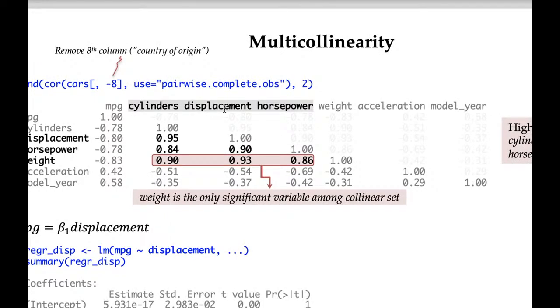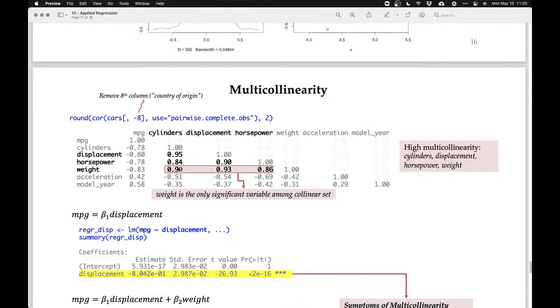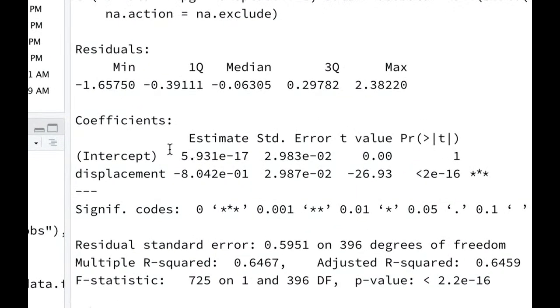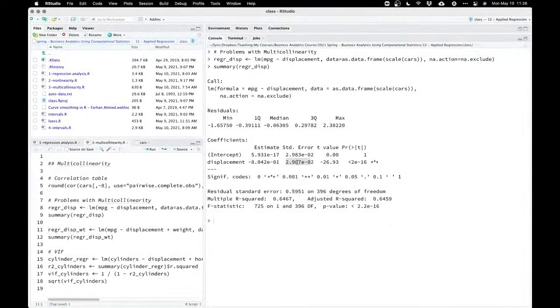So what happens when many of our independent variables are highly correlated with each other? Let's see what happens. I'm going to start with a simple regression. And here, I'm just regressing miles per gallon over displacement. Note the coefficient is about minus 0.8. Notice the standard error is about 0.029 or 0.03. Okay?